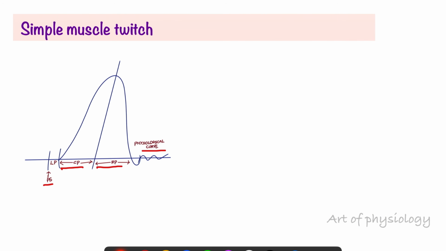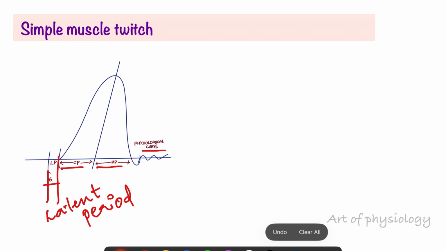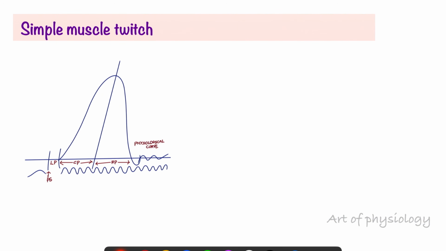There is a time gap or time interval between the point of stimulus and the contraction phase. That is called the latent period. Physiological reasons or the causes of the latent period we will discuss later. So these are the components of a normal simple muscle twitch.